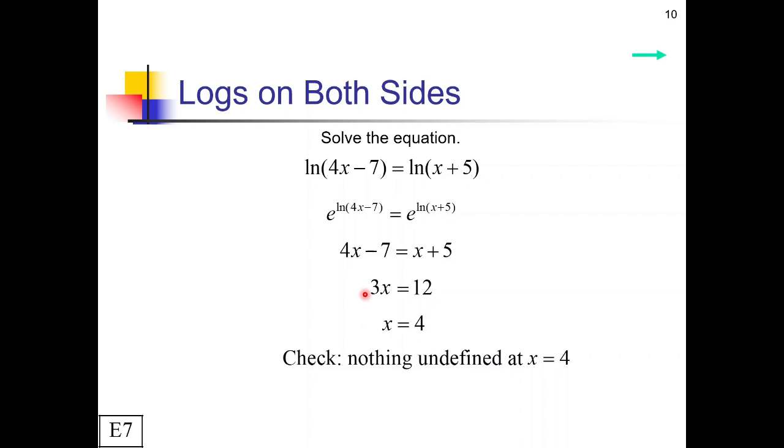Now, another way of thinking about this, instead of raising e to both sides, you could just think of it as if you have a log equals a log and it's the same base, you can just cancel out the logs. But this is really what's happening behind the scenes.